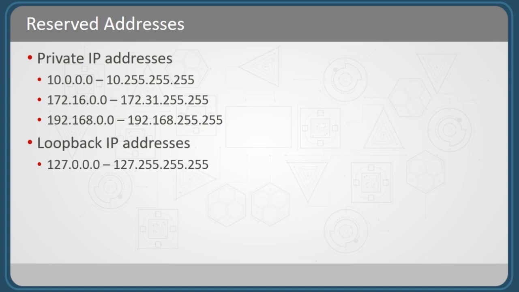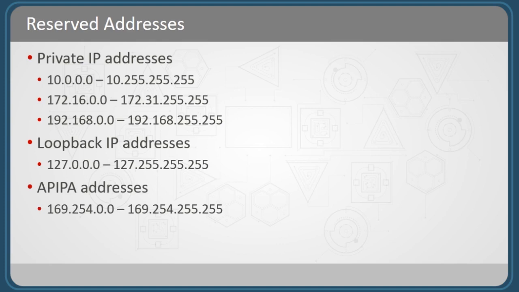Now, the loopback address is also a reserved address range. We talked about that earlier, but it simply means that you will not see these addresses used on the public internet. So they are also considered to be reserved. And finally, there is what's known as the APIPA addresses. This stands for Automatic Private IP Addressing. We'll talk about this in greater detail later as well.